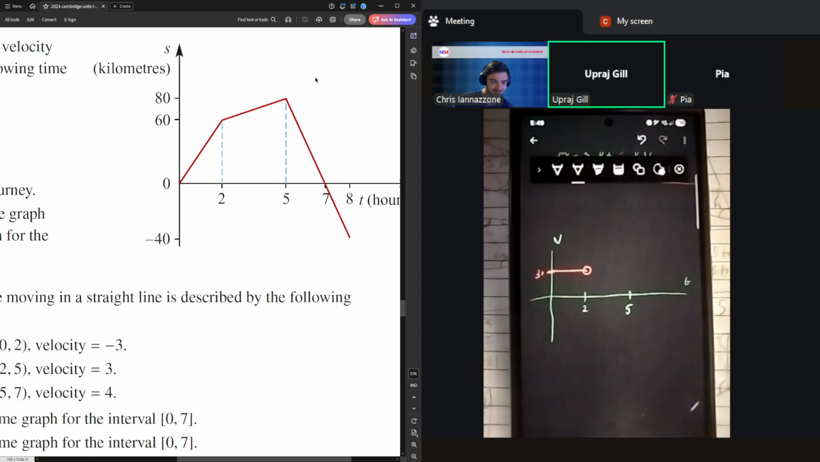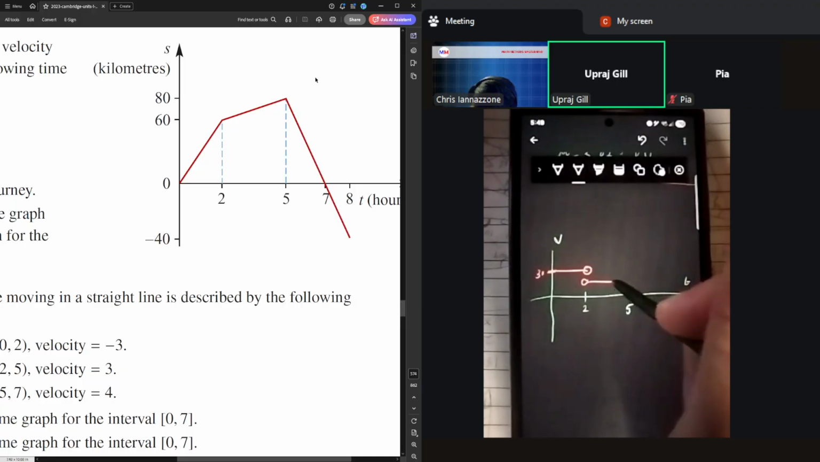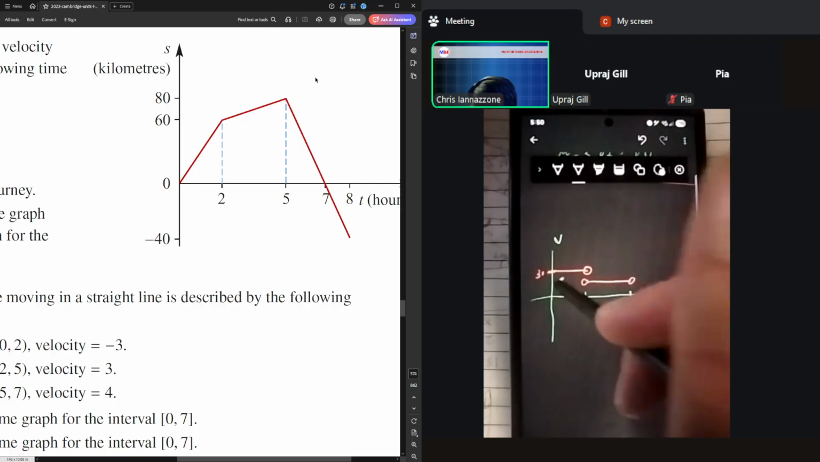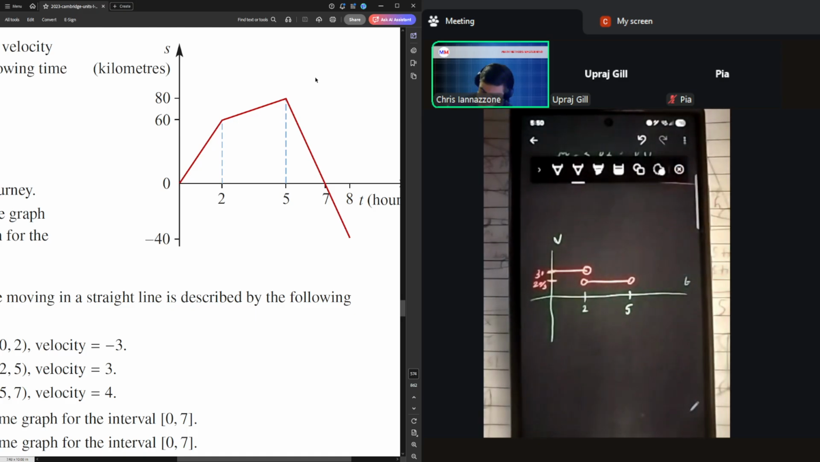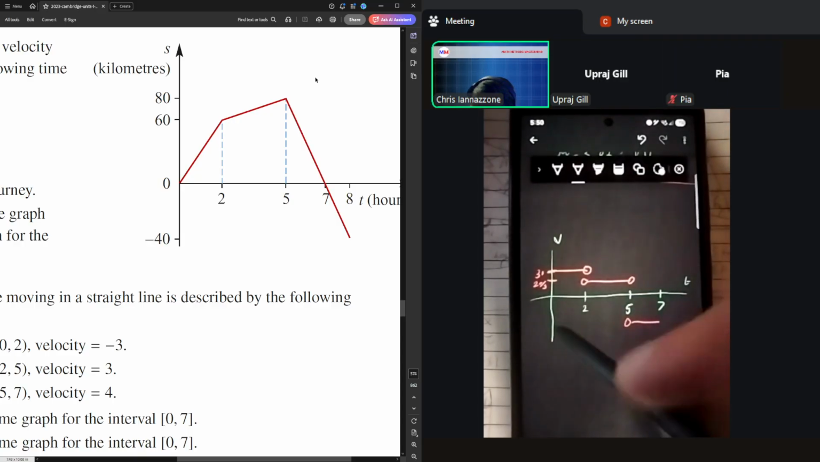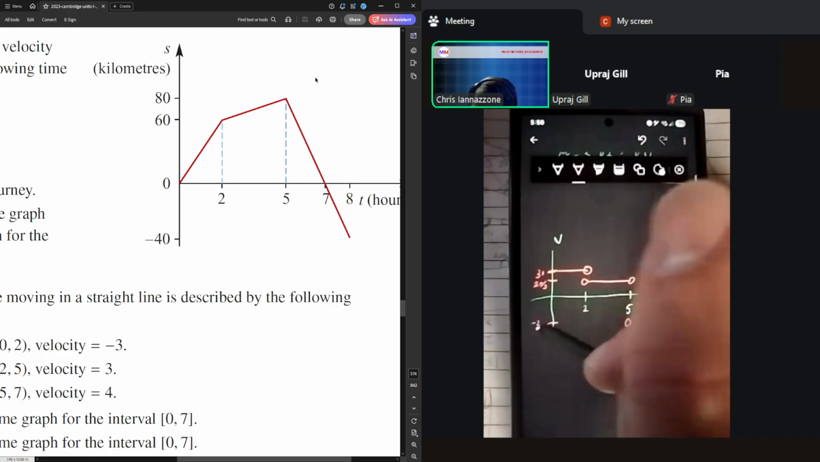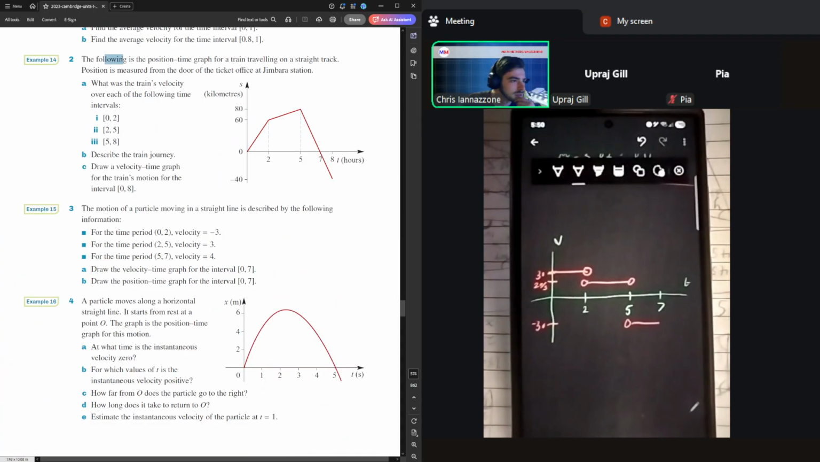Then from 2 to 5, we want to make another straight line, slightly below the first line because it's slower, at 20 kilometers an hour. Yep, that's good. And then from 5 to 7, we want to make a line below the x-axis at negative 30. Now here's a question.